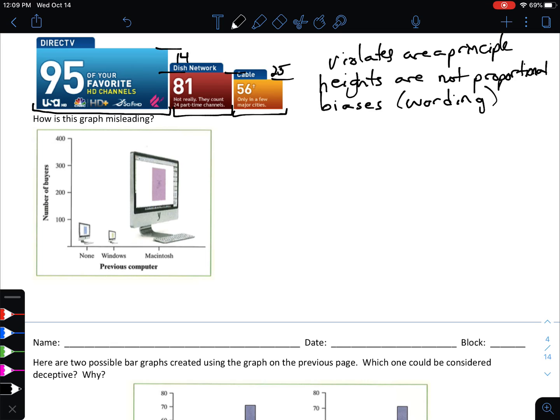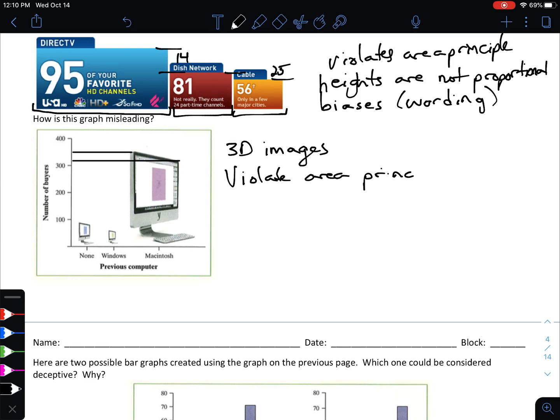All right, let's take a look at another example. So we've got this graph where we're told the numbers of buyers compared to their previous computer. The first thing that jumps out at me is that these 3D images are going to cause some problems. A major problem is you really don't even know what the height of these are. For example, let's take a look at the Macintosh. Are we going to say that the height is based off of this point, which is maybe around 350? Or are we going to say it's based off of this point, which is probably closer to 310? So you've got two different heights and you don't even know which one is which.